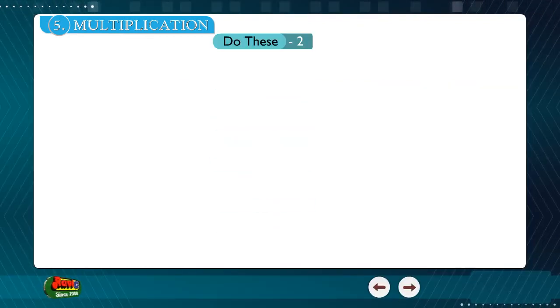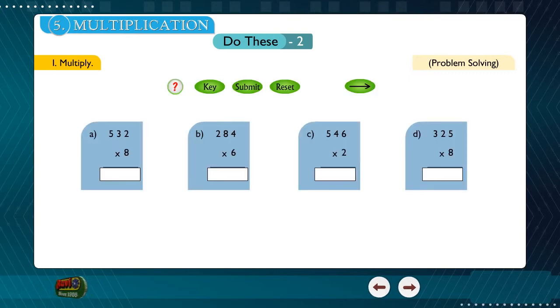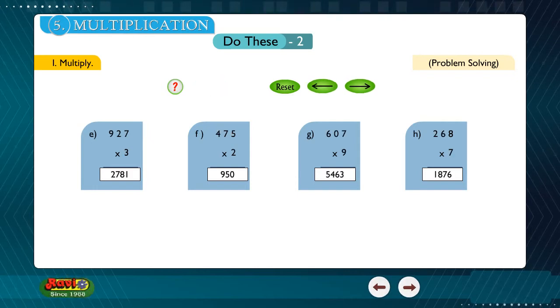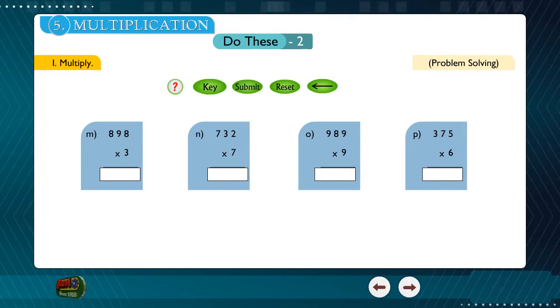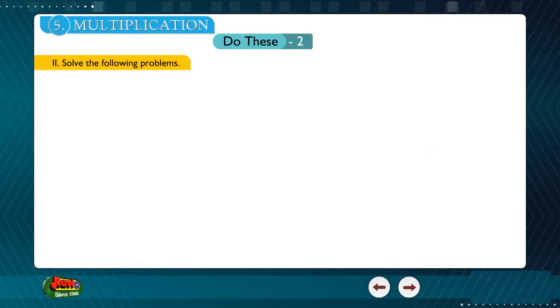Do these. 2. 1. Multiply. Problem solving. 2. Solve the following problems. Problem solving.